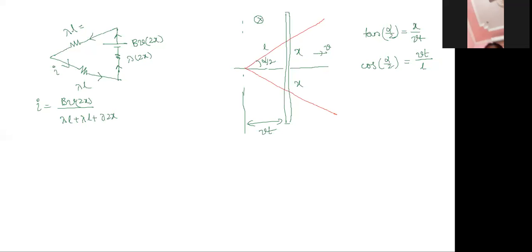V is equal to V naught plus F naught X by M minus B square L square by M lambda into ln of (L plus 2X) by L. I contains X there.